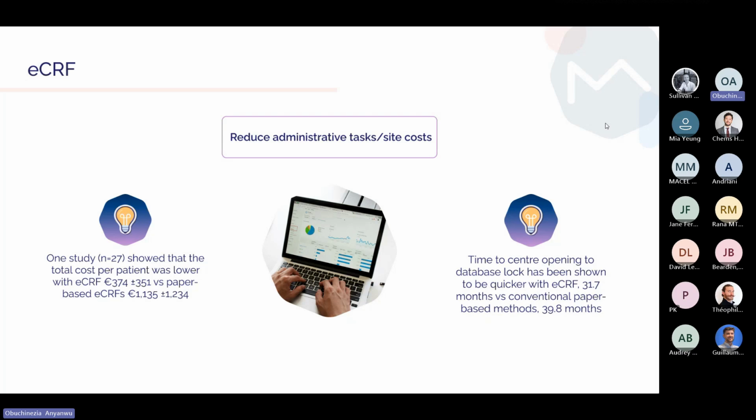And secondly, the time from center opening to database lock has been shown to be quicker when electronic case report forms are applied. So we're looking at 32 months with electronic case report forms versus 40 months with conventional paper-based case report forms. So again, the potential to speed up processes and close out studies in a more efficient way.